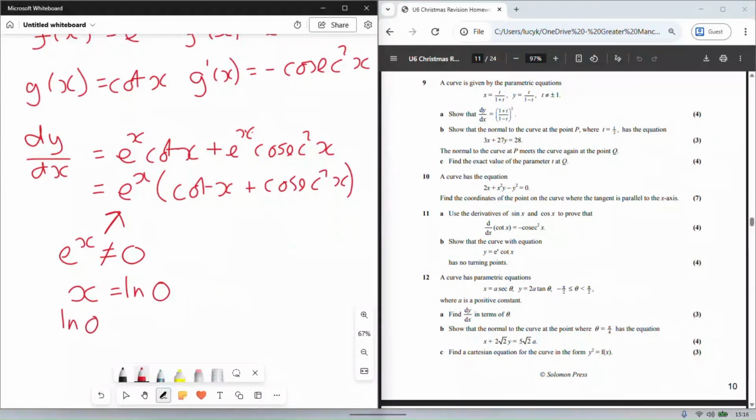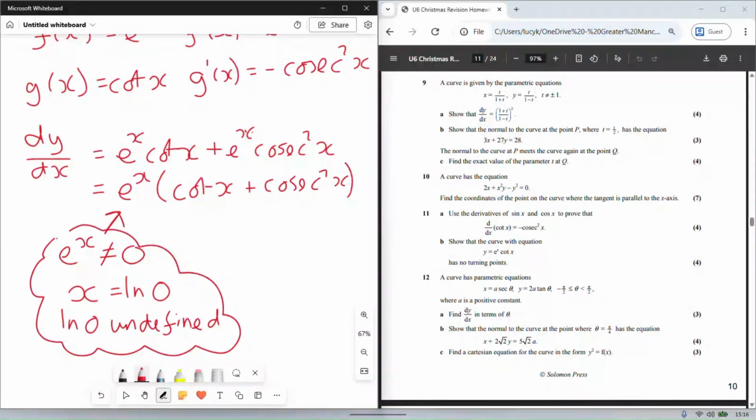Log of 0, it doesn't happen. It's undefined. So therefore, if x is the log of 0 in that situation, and it doesn't happen, e to the x simply can't equal 0. So that's that first bit dealt with.